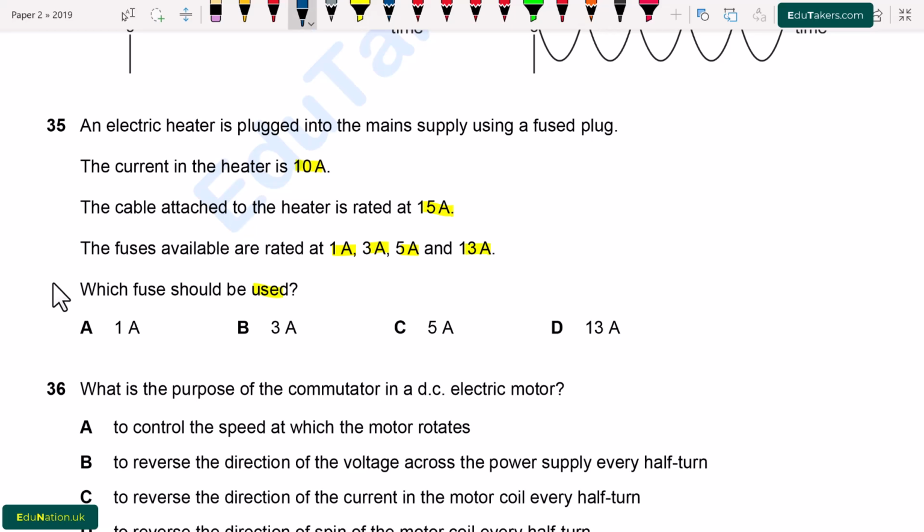So the fuse rating should be larger as compared to the current passing through the heater. Here the current passing through the heater is 10 ampere. The fuse should be 13 ampere. Now we see the options. Option A 1 ampere, B 3 ampere, C 5 ampere, D 13 ampere. So option D is correct. The fuse rating should be higher as compared to the current.